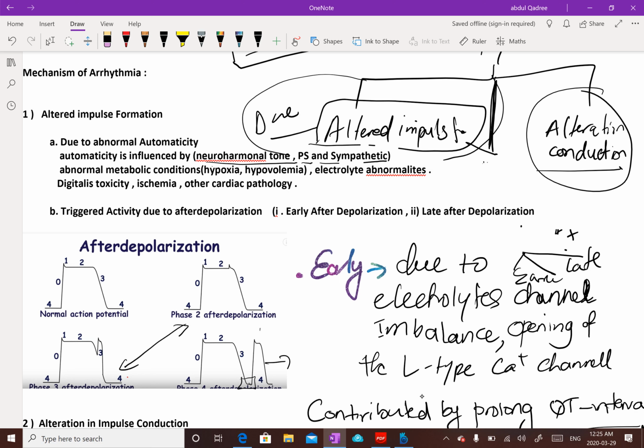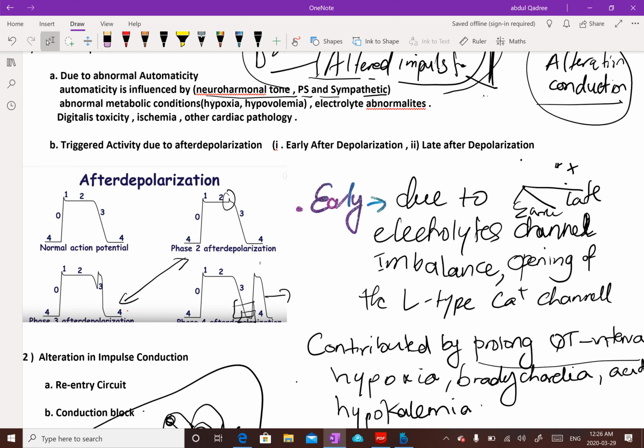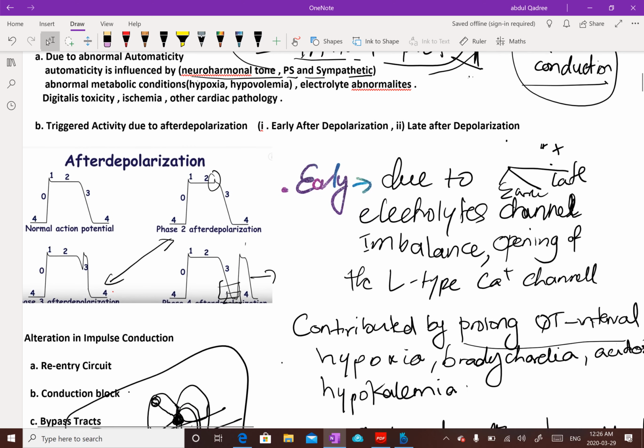Triggered activity due to after depolarization was a little bit hard to understand, but still you can see the normal action potential, and in phase 2 and between phase 3 there is another action potential generated, and this is known as early after depolarization. The late after depolarization is after the repolarization occurs, but before phase 4 it starts to form another action potential. And there are some contributing factors: prolonged QT intervals, hypoxia, bradycardia, acidosis, and hypokalemia can lead to triggered activity due to after depolarization, which can lead to an abnormal electrical activity.